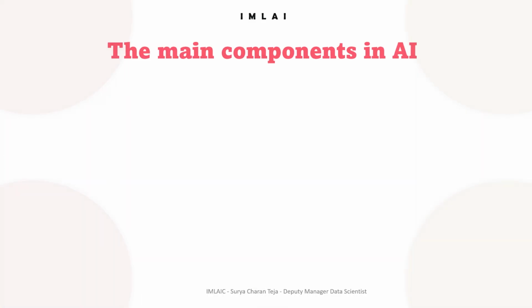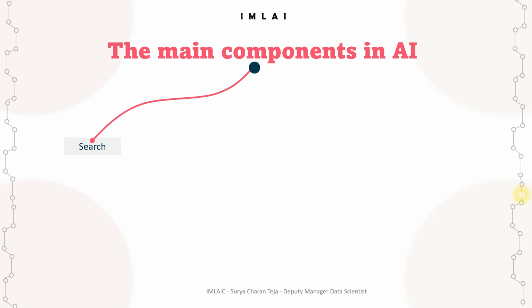Now let's see the main components in AI, that's artificial intelligence. Artificial intelligence is based on the concept of creating intelligent machines that can perform tasks that typically require human intelligence. This involves developing algorithms and models that enable machines to learn from data, recognize patterns, make decisions, and solve problems.